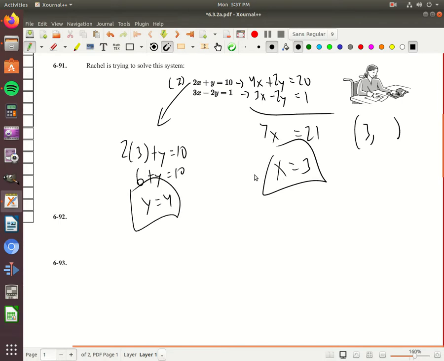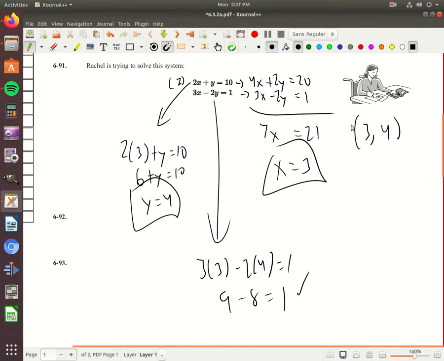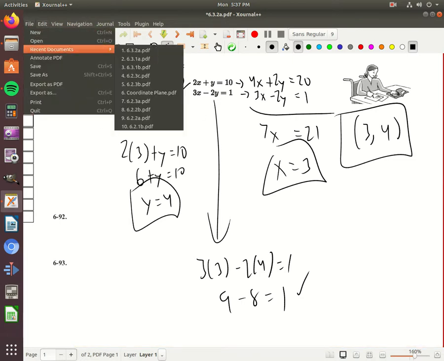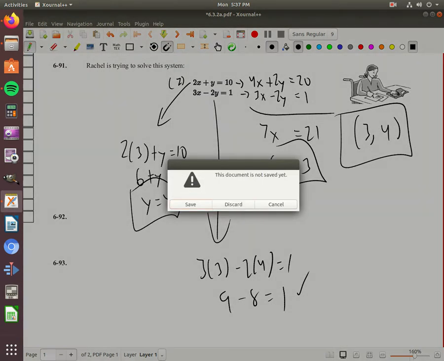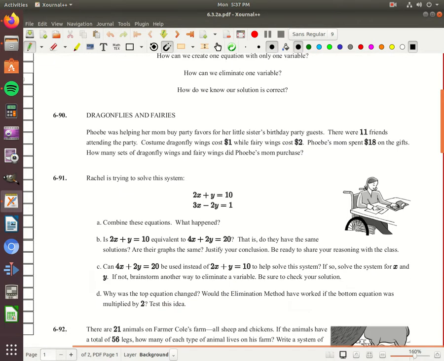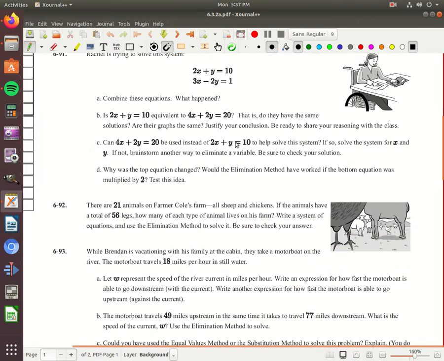But again, I can't assume that I'm correct, so I'm going to plug into the other equation. 3 times 3 minus 2 times 4 should equal 1. And 9 minus 8 does equal 1. So I feel really confident with that 3, 4. And again, I think the book is probably telling us that that's what we need to do. I was impatient and jumped straight through it since we've already done elimination a couple of times. So it talks us through that.